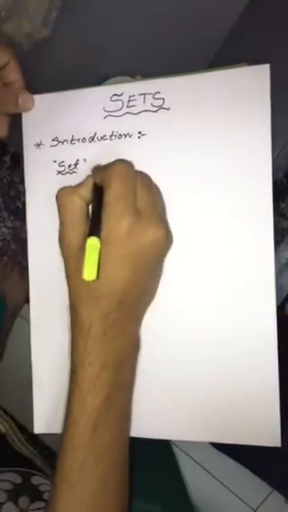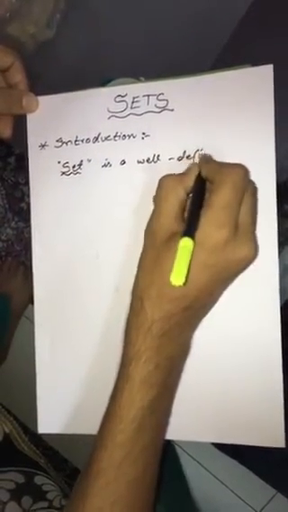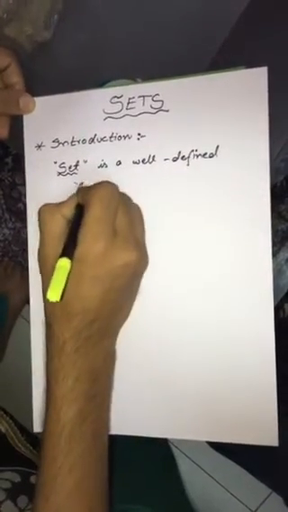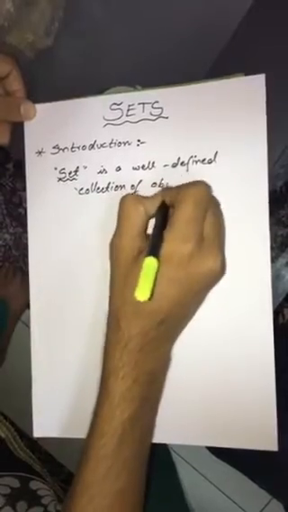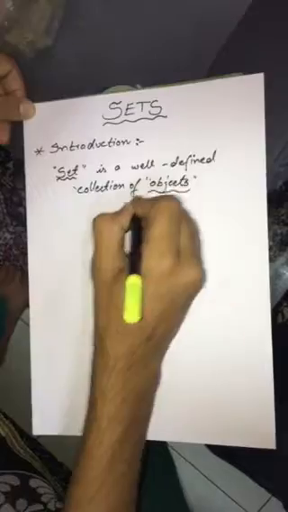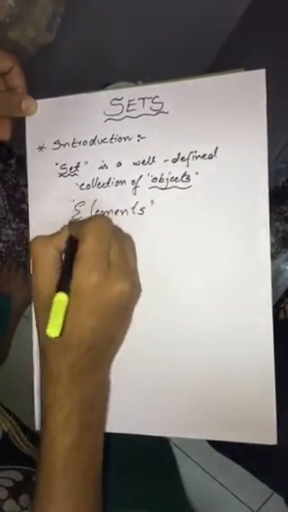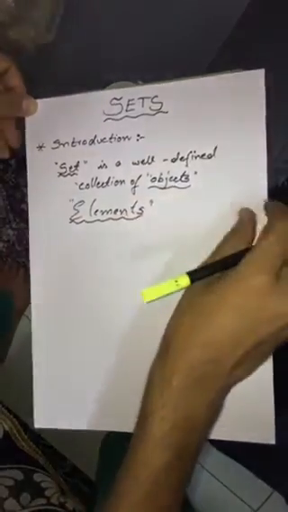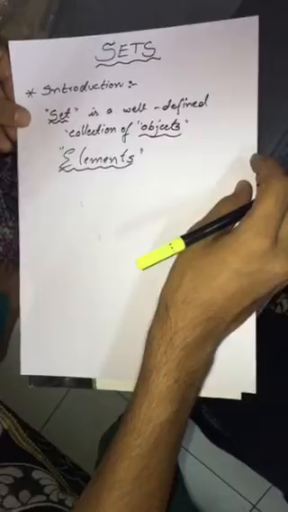A set is a well-defined collection of objects. And those objects are called elements. So we see that everything is an object and everything can be called an element.